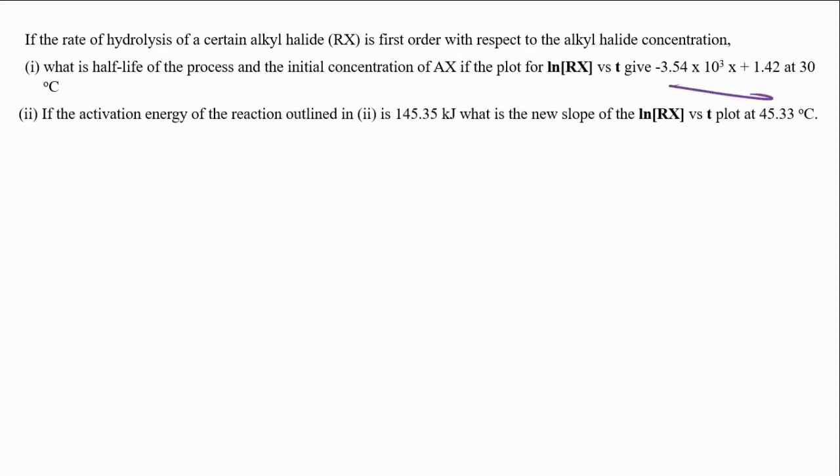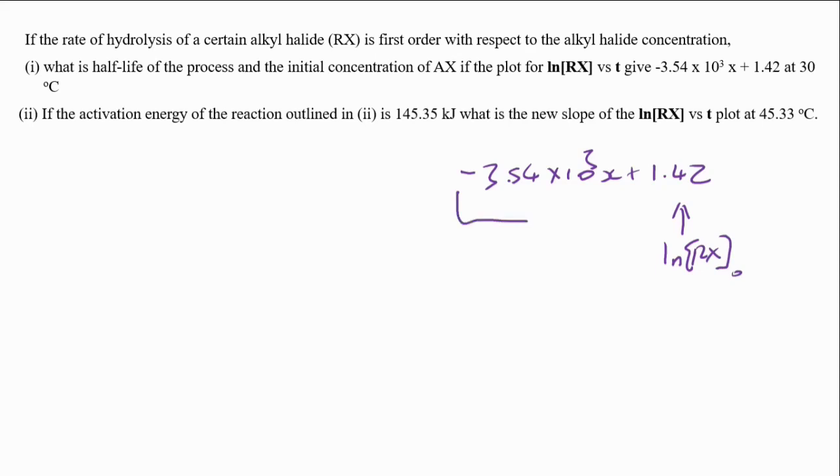Luckily for us, we don't have to do the plot because the plot was done for us. We have the plot, and so we have the equation. We can just look at the equation, which is minus 3.54 times 10 to the 3 x plus 1.42. Right away, I can tell that the intercept is ln RX initial, whereas this part here, the slope, is equal to minus k.